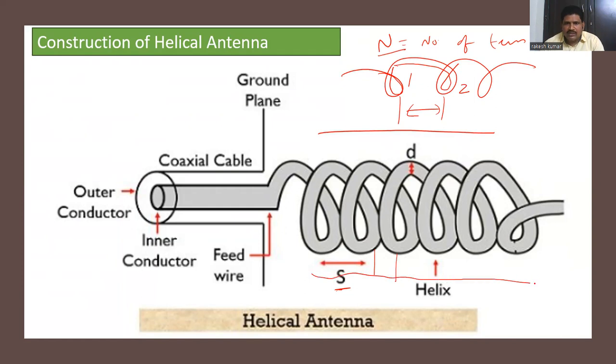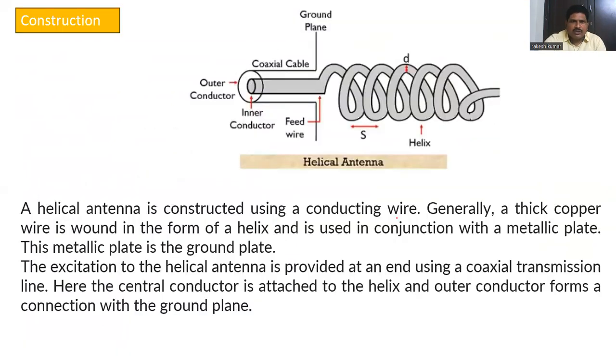How will you excite this helical antenna? You provide feeding through a coaxial cable. So this is a coaxial cable. If you provide feeding here, the current rotates in this helix, and it will operate at different frequencies. So this is the basic structure of the helical antenna. Here S is the spacing between the turns.